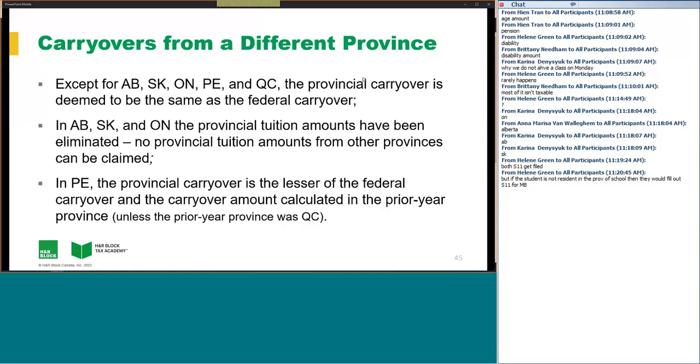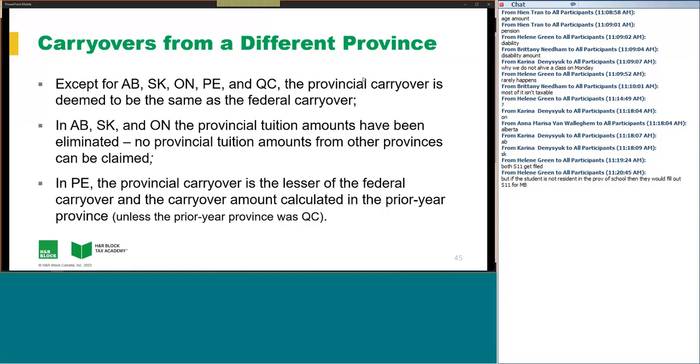Okay, they're usually not great. So Manitoba, we tend to have higher provincial carry forwards. So if you come from a different province and then you move to Manitoba, you usually lose a few credits there. But that's the rule. If you move to a different province, take whatever the federal carry forward was. You just ignore what the provincial was.